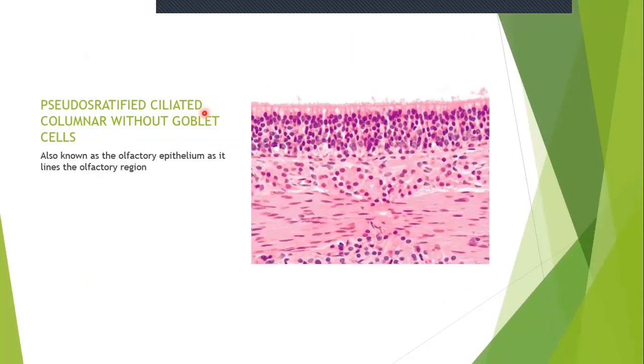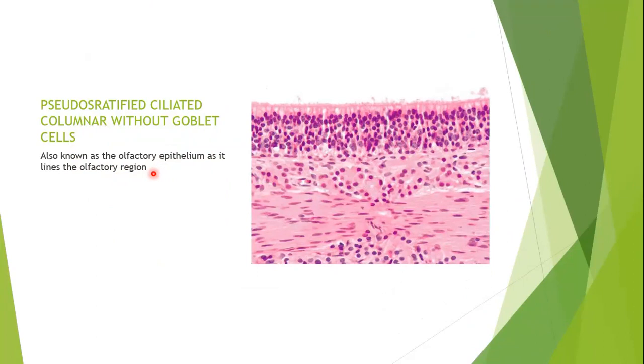Then let's look at the other one, the pseudostratified ciliated columnar epithelium without goblet cells. It is also known as the olfactory epithelium, as it usually lies in the olfactory region. The olfactory region refers to the roof of the nasal cavity, the superior one-third of the nasal septum, and the lateral wall of the nasal cavity. You will look at that.